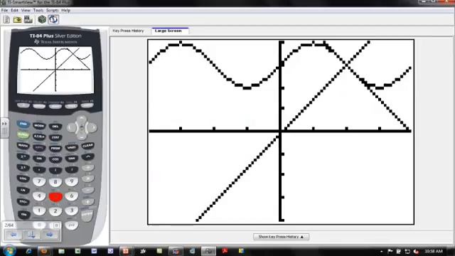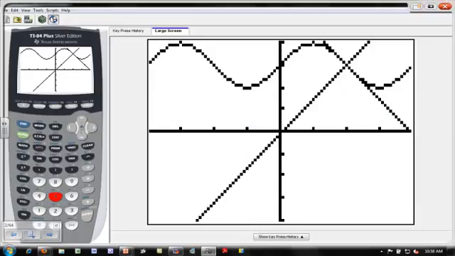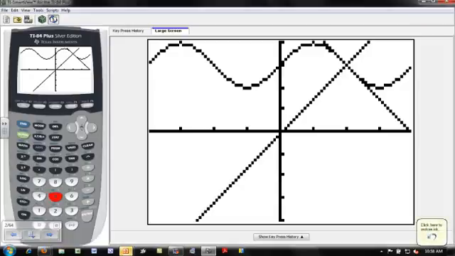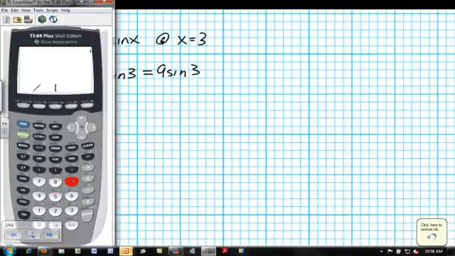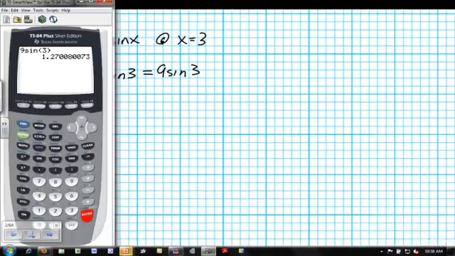So let me break my calculator back out. 9 sine 3. So, and how many digits are you to write? No. No. No. All. You never round until the end. All right.